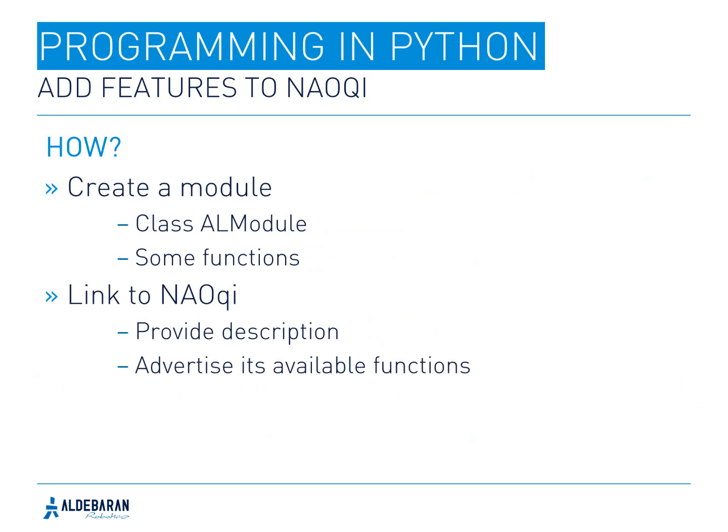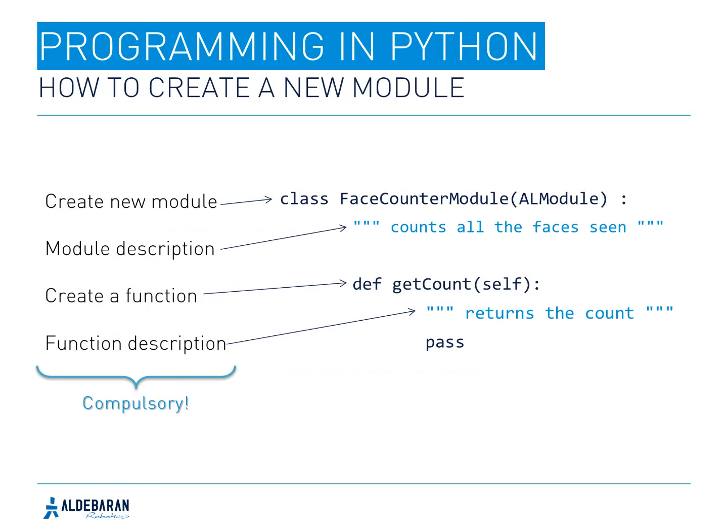In order to create a module, we have different steps to follow. The first one, of course, is writing the module. This module has to be a class that is inherited from ALModule. This class has some functions, and all of this has to be advertised to NAO so that NAO knows what module and what functions are available. So there are some writing rules to follow.